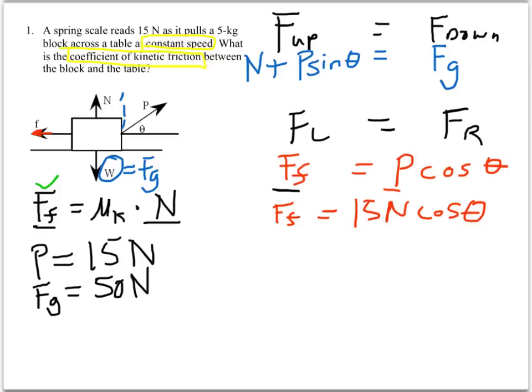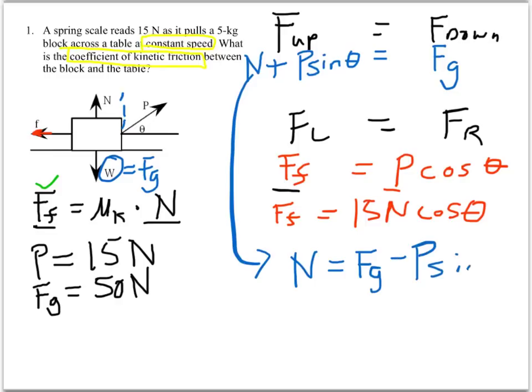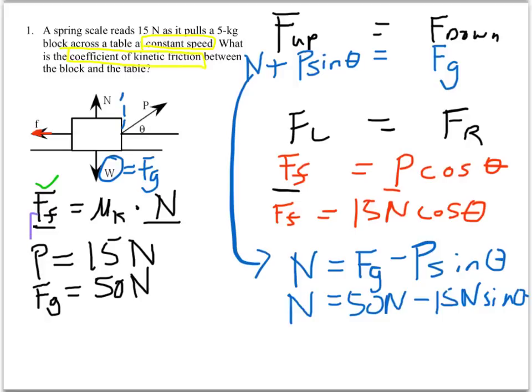So taking from the up and down part, to solve for the normal force, that's normal equals Fg minus P sine theta. I just subtracted P sine theta from both sides. We know those numbers, or some of them. N equals, weight was 50 newtons, minus 15 newtons times the sine of theta. So I could then sub into the equation for force of friction. I'm running out of room. I'm going to color code to bring this down. Let's do force of friction in purple.